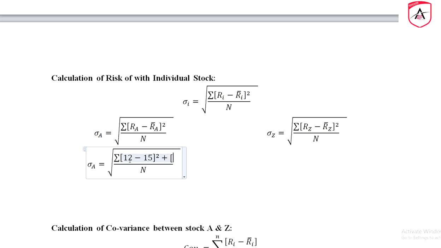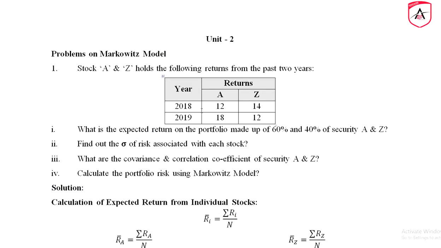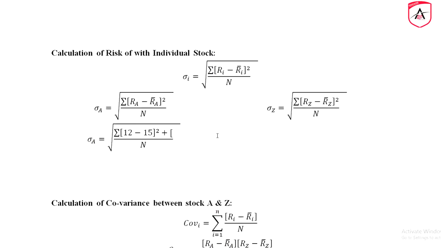For the second year, what is the return? It is 18. Minus 15 is the mean returns. For how many years are we doing this? It is for 2 years, right? Okay. Let us now move ahead.